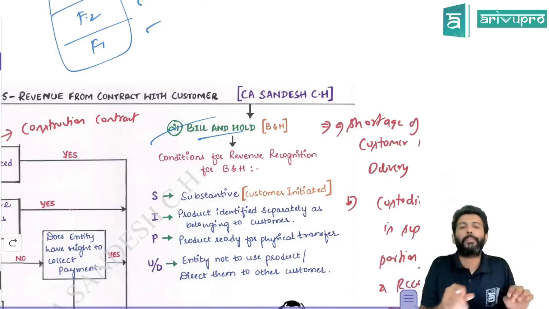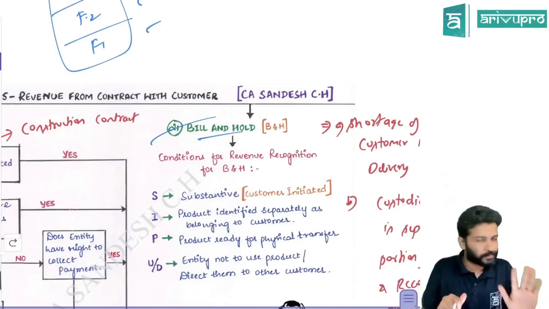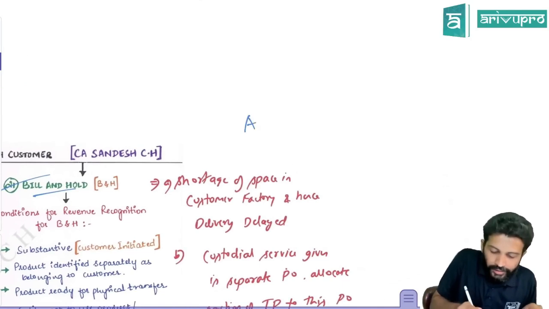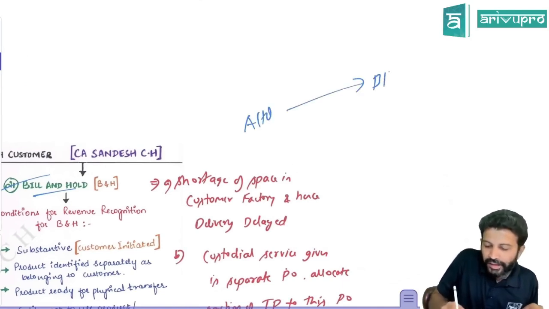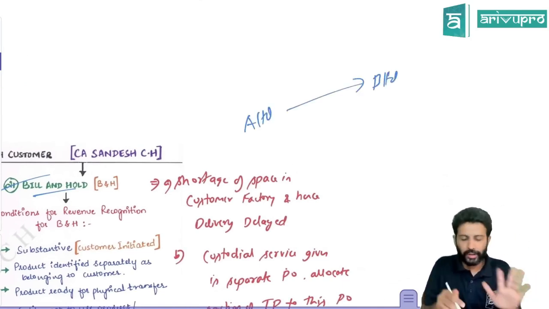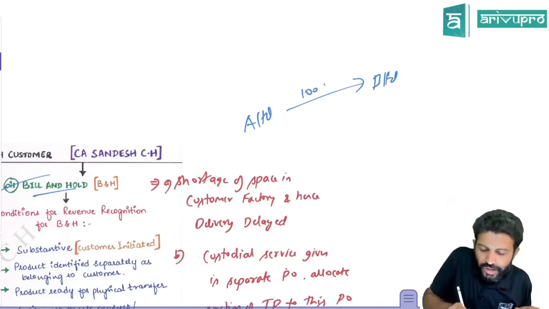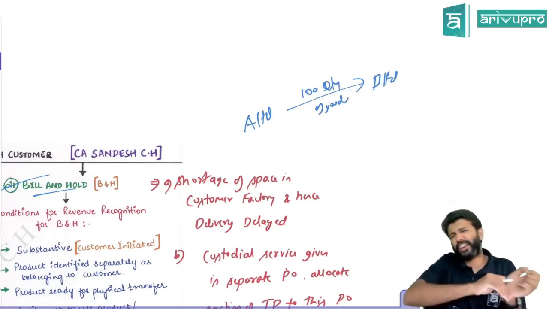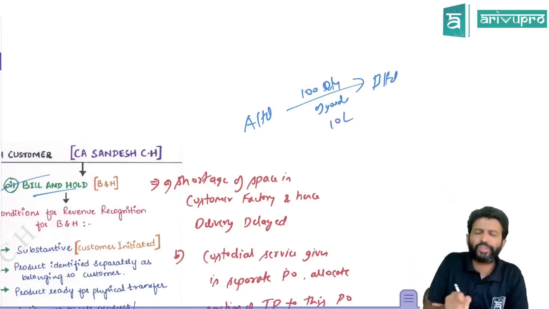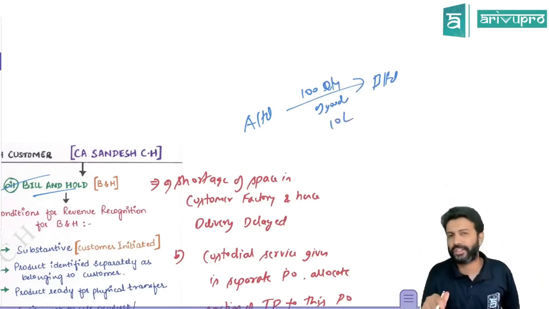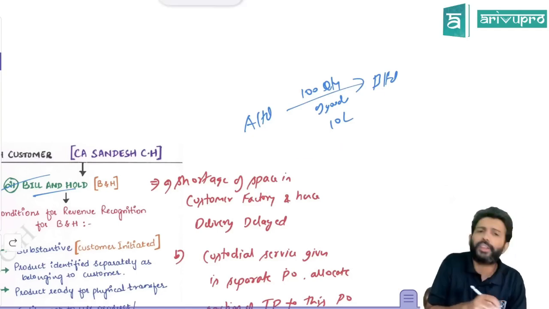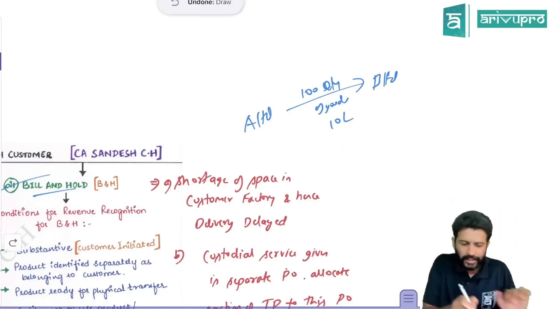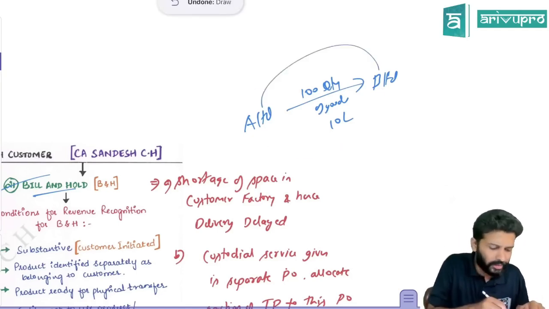So coming back to this example of bill and hold arrangement, let's say A Limited and B Limited have a contract. A Limited has to sell 100 quantity of some goods to B Limited. A Limited has already raised an invoice. Let's say the value of these goods is 10 lakh rupees. A Limited wanted to deliver the goods. The goods are already there in A Limited's premises, and they want to deliver them to B Limited.